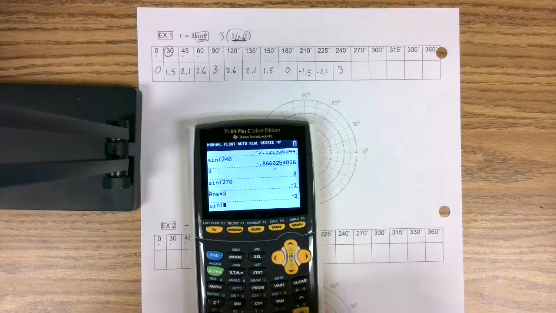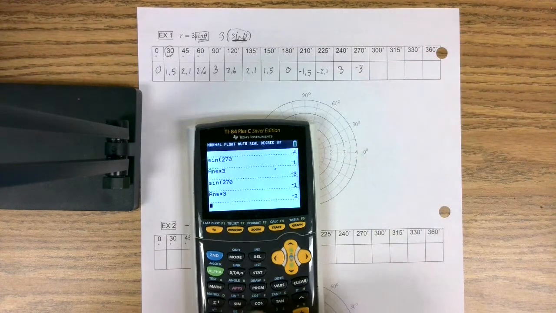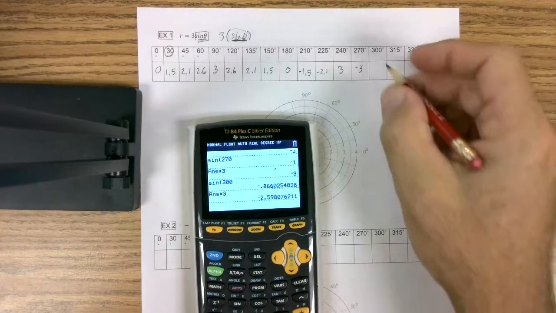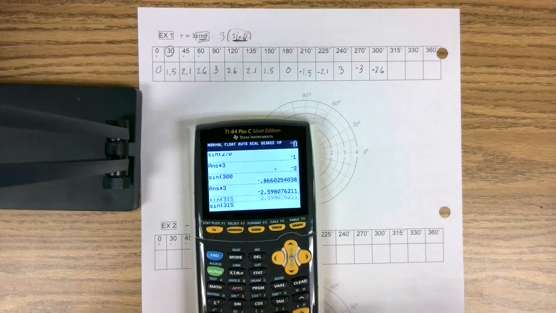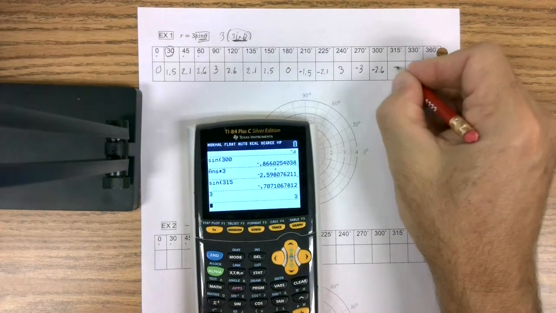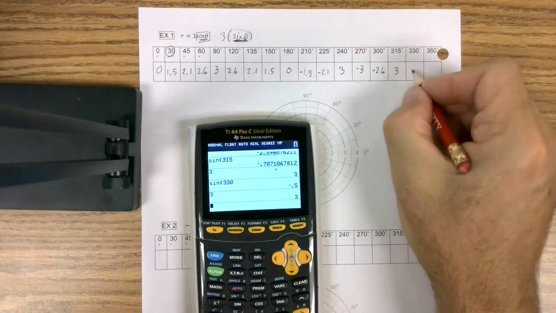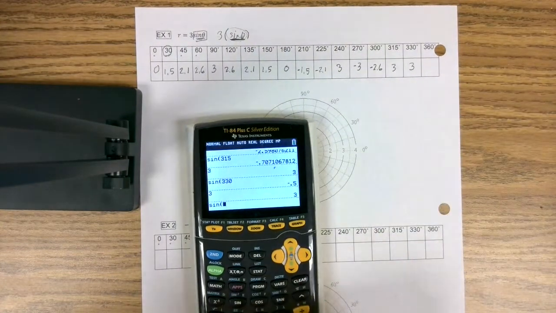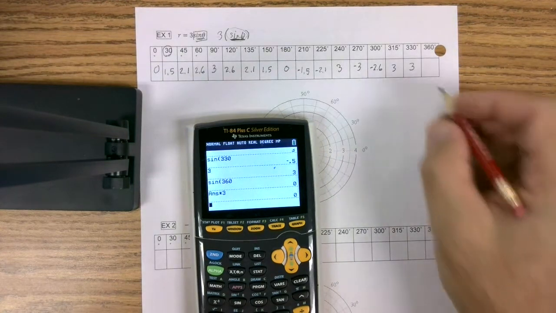Did I screw that up? Sine of 270, I don't know why that just bugged me. Okay, so that'd be negative 3. Sine of 300 times 3, negative 2.6. Sine of 315, enter, times 3 is negative 2.1. Sine of 330, enter, times 3 is negative 1.5. Sine of 360, enter, times 3 is 0.